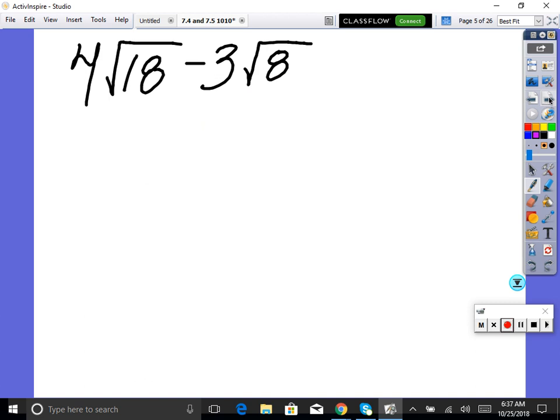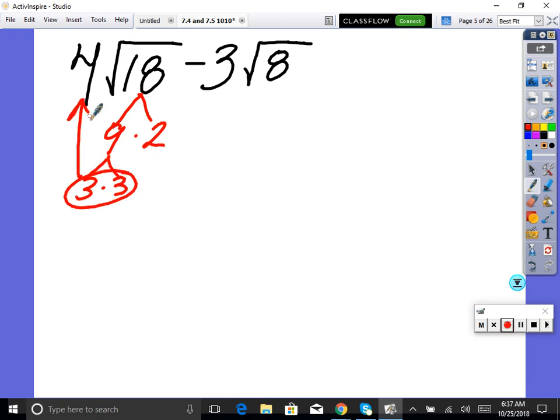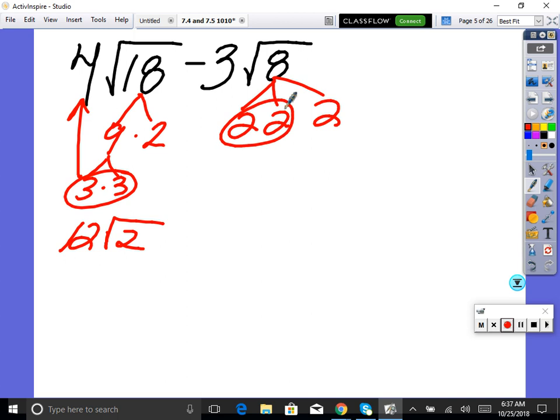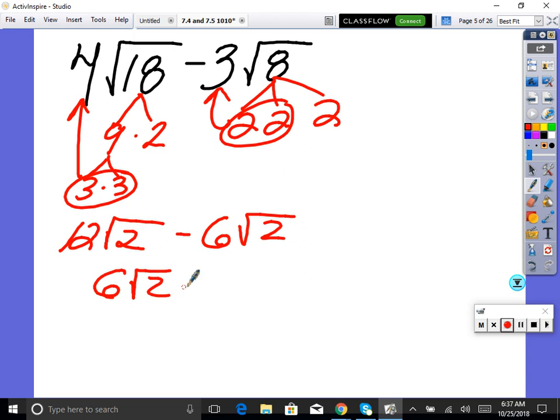Make sure all your radicals are completely simplified. Same thing here. If you want to just watch, you can, because they're really pretty basic. 9 times 2, 3 times 3, so we're going to have a 12 root 2. Then this breaks down into 2 times 2 times 2, so we'll pull out a 2. So then it would be minus 6 root 2. So they are the same. 12 minus 6 is 6 root 2.